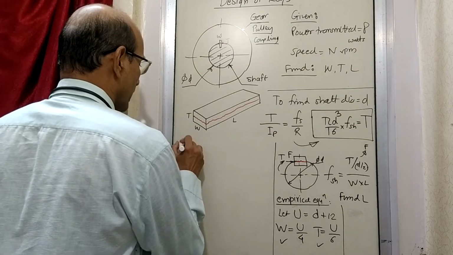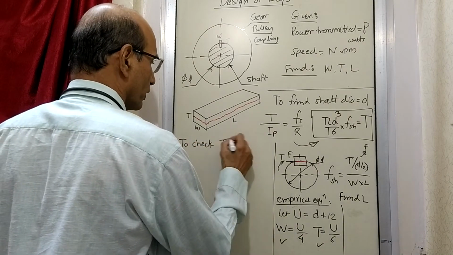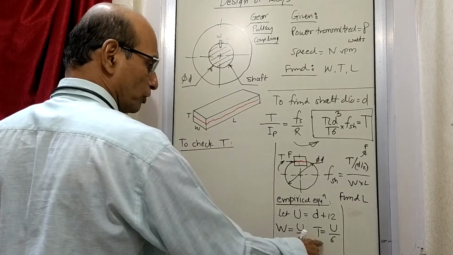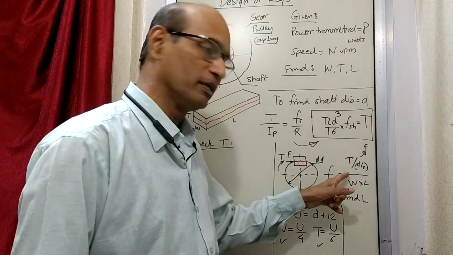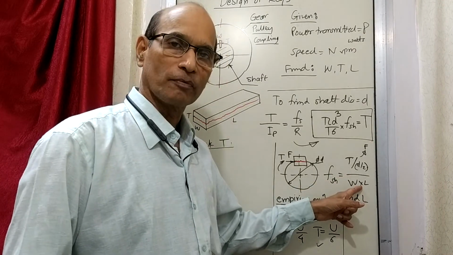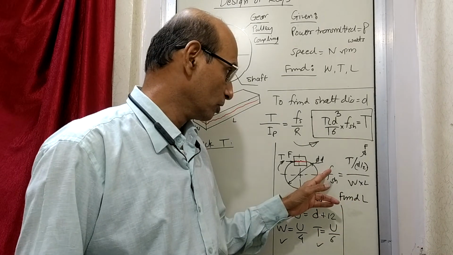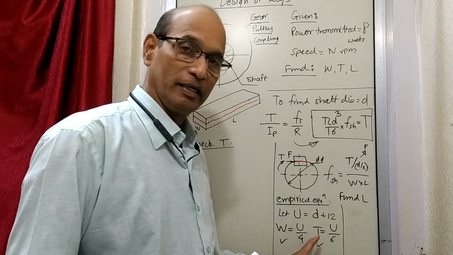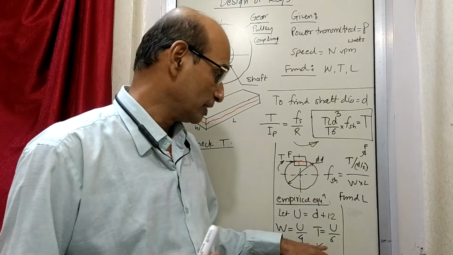Now to check whether T is okay or not, the thickness what you have obtained, that we have to check, because W is already taken in the equation, L is also found out from the equation. So W and L, they are checked by shear failure. So there is no problem with W and L. T is not yet checked. Whether whatever you obtain is sufficient or not, that is not yet checked.